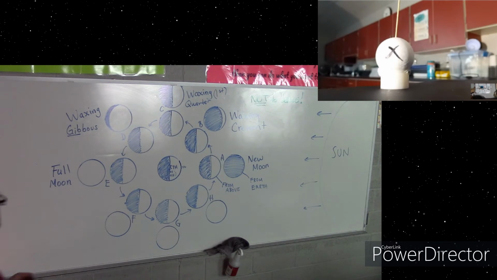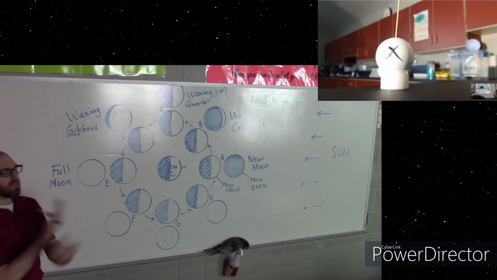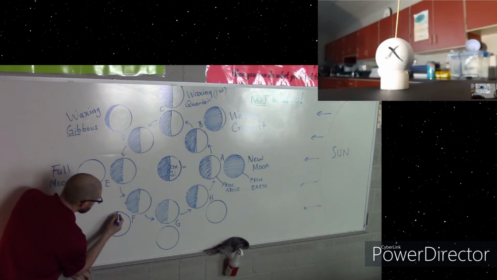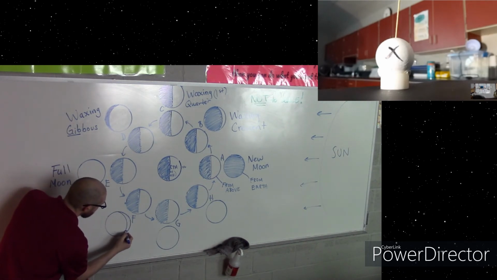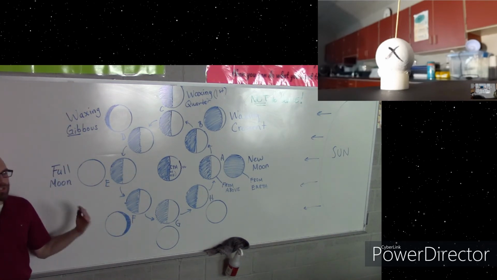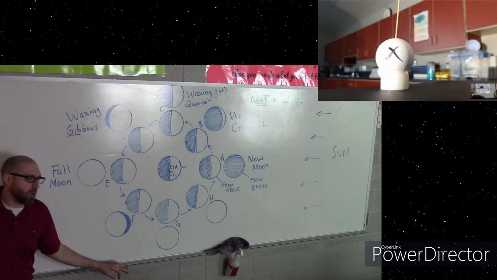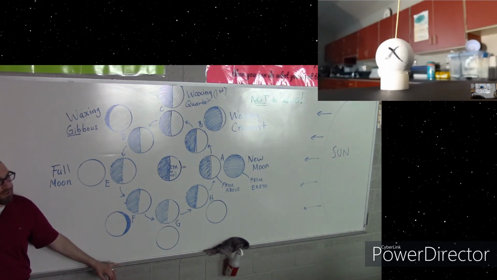Location F is going to look just like location D, but flipped. So we're going to have a small shadow on the right-hand side. And the rest will be light. So the light is going to start flipping to the opposite side because the moon has flipped over to the opposite side of the sun-Earth line. It's on the opposite side of that full moon now.